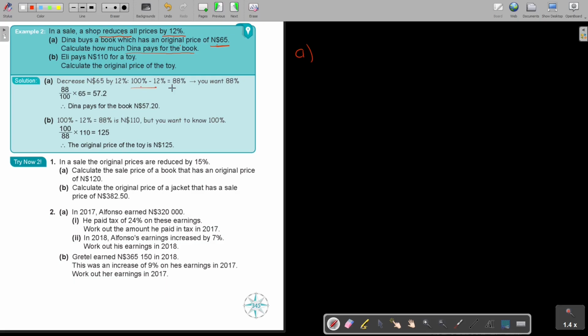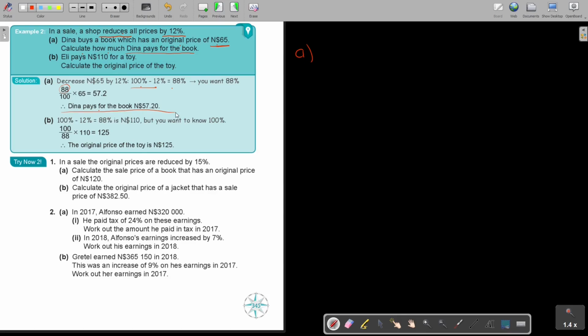And I want 88, I want the reduction. So this is straightforward. This is, as I said, almost from grade 8 to 9. So it's 88 over 100 minus 65. And this is 57.20. So Dina pays for the book. So calculate how much Dina pays for the book. Easy, grade 8 stuff. Now we go on.